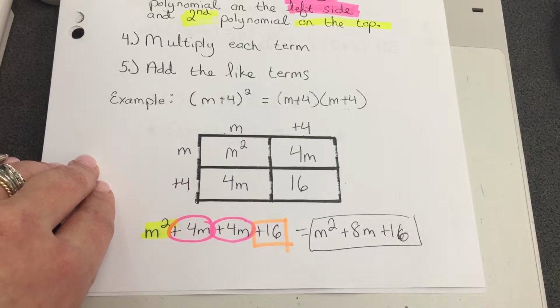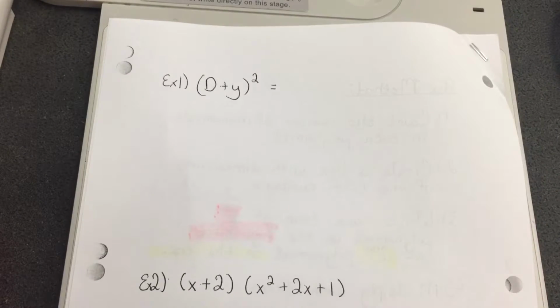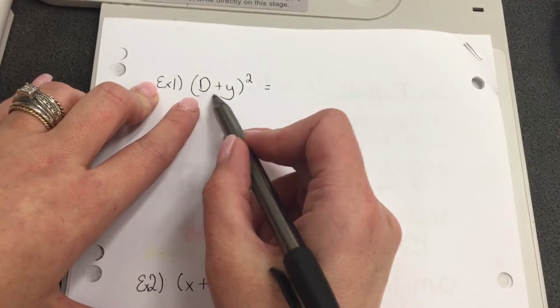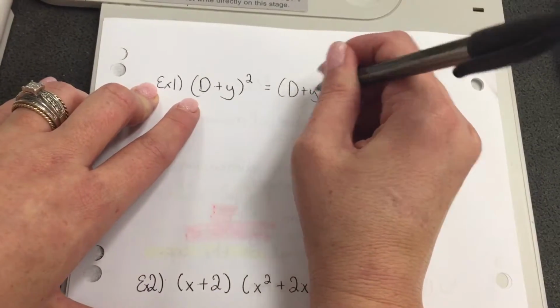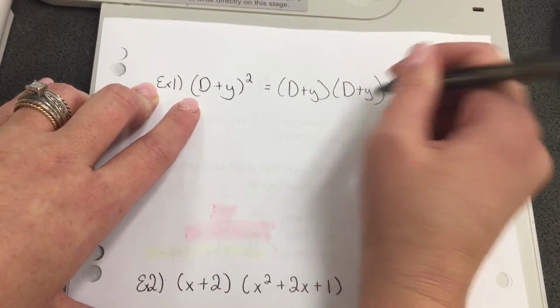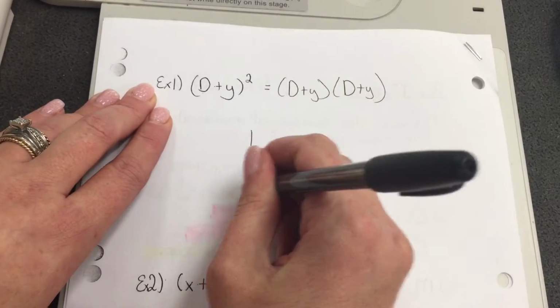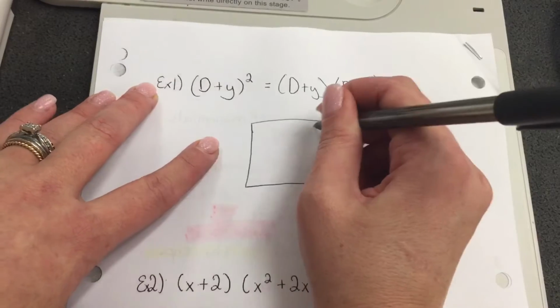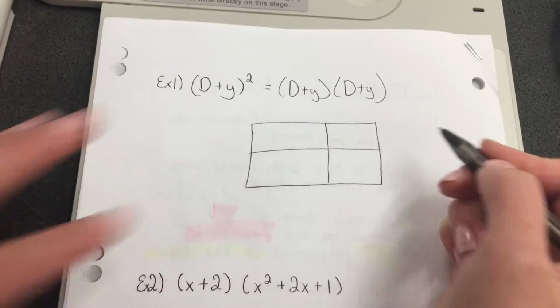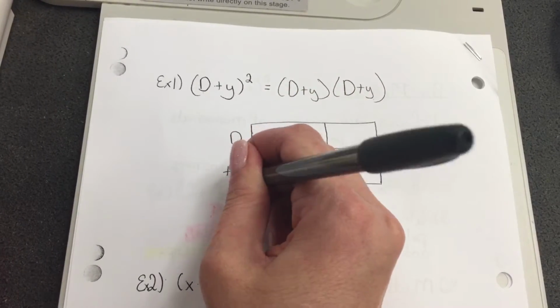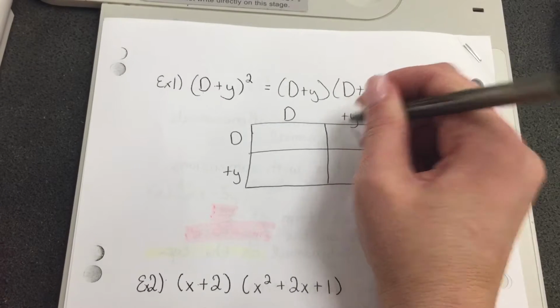Okay? So let's look at another one. Now this next example has a lot to do with science. I think one of the things was the genetic chart, okay? So if you have capital D plus y squared, we actually have capital D plus y and capital D plus y. So to create my box, I'm going to have a 2 by 2. So here we go. Let's draw our box. Now we're going to write the first polynomial on this side, and then we're going to write this polynomial here.